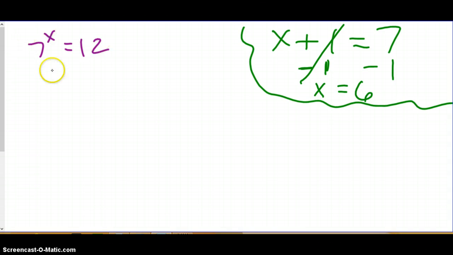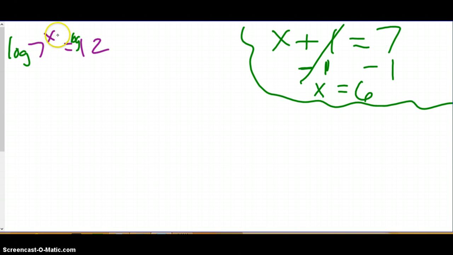Well, we have a similar idea here. We need to do an opposite. And the opposite of an exponential is kind of weird. It's called a logarithm. And it doesn't act as nicely as the opposite of addition. Addition and subtraction, we just gotta cross it off. This opposite, with logarithms, we're going to put log in front of both sides.